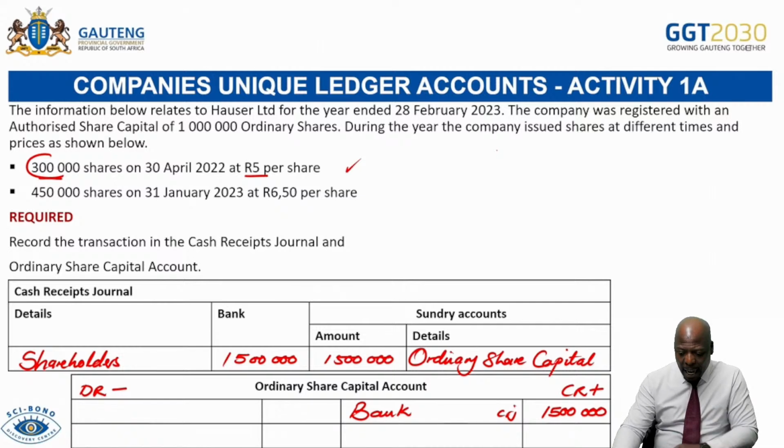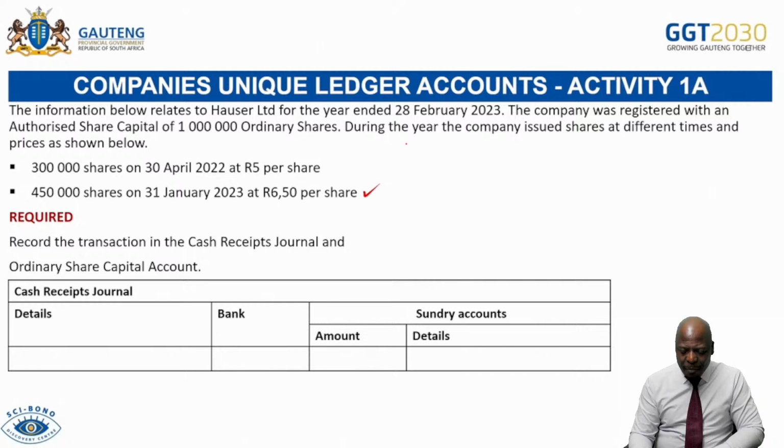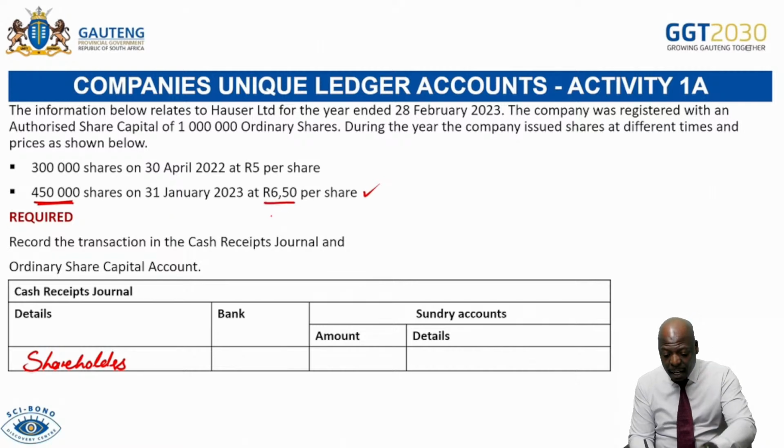Now, let's go on. We are going to now go and see what happens in the following year when we are now in January. We want to record this one now. When we are now in January, we're going to record the 450,000 shares. So the principle is going to be the same again. I'm going to come here and I'm going to say again, shareholders. And then I'm going to say 450,000 multiplied by 6 Rand 50.